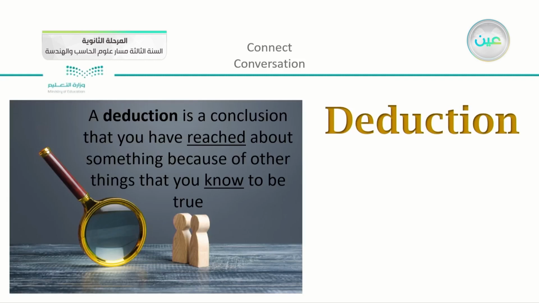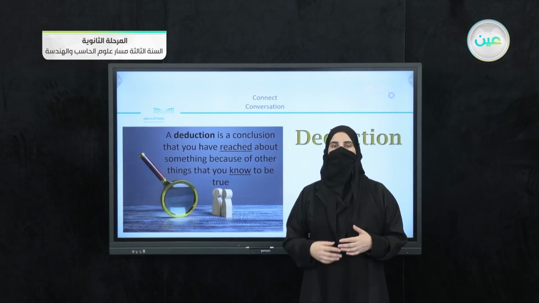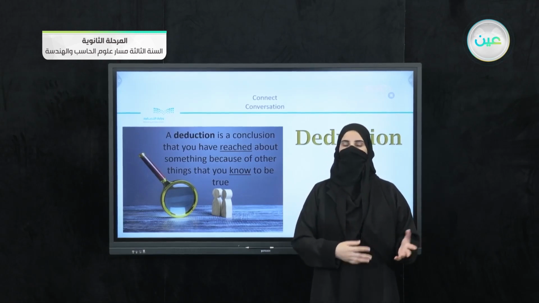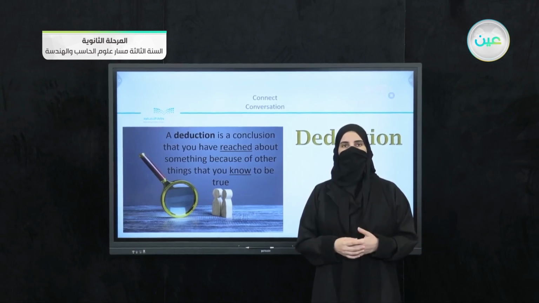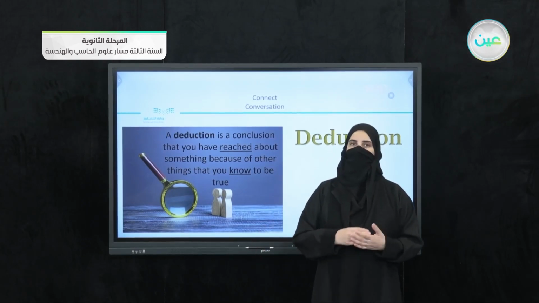We have your deduction. A deduction is a conclusion that you have reached about something because of other things that you know to be true. So I deducted that Neda is happy because I saw her face. I deducted that the operation hasn't ended because the doctors are still working. I deducted that the lady is shopping because she has her card.